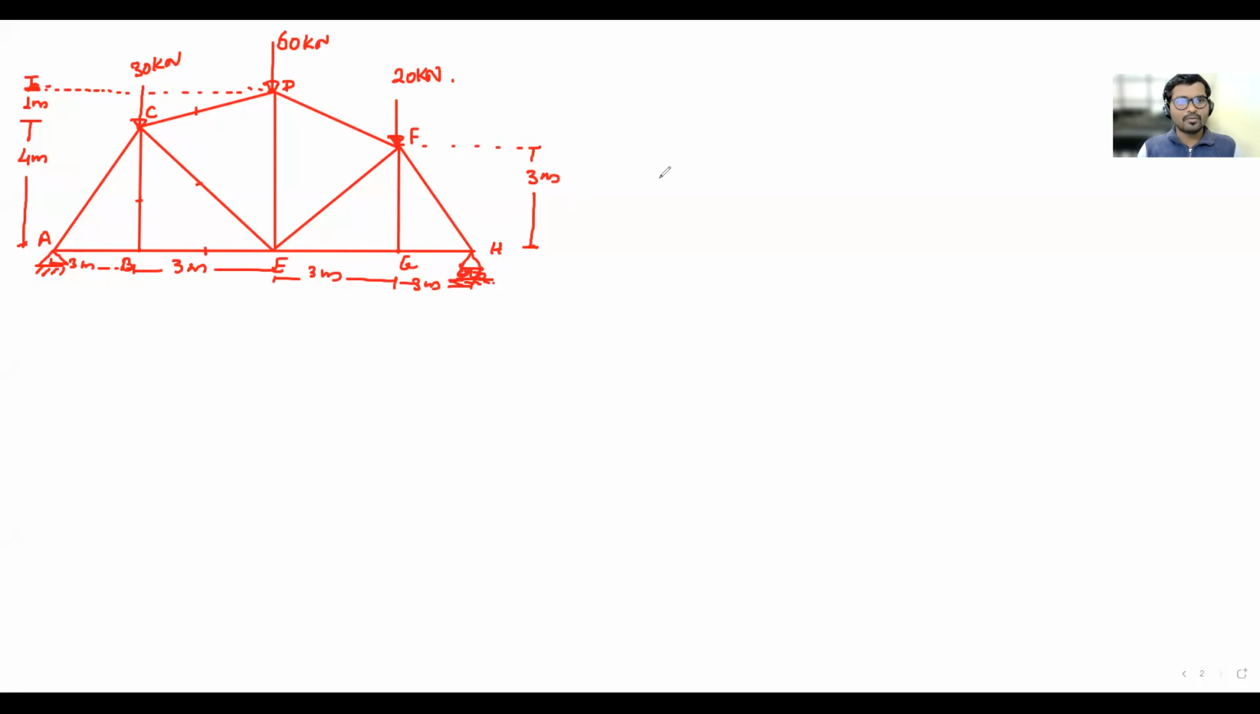So firstly we will go for the support reactions, because if you go for the section line here, cutting the CD, CE and BE, we will get the magnitude of the force in three members directly in one step. But if you consider either part, the right hand side or the left hand side, for the right hand side you will be required to have the reaction at H, and for the left hand side you will be required to have the reaction at A.